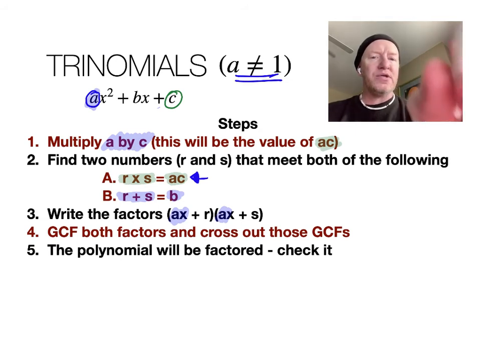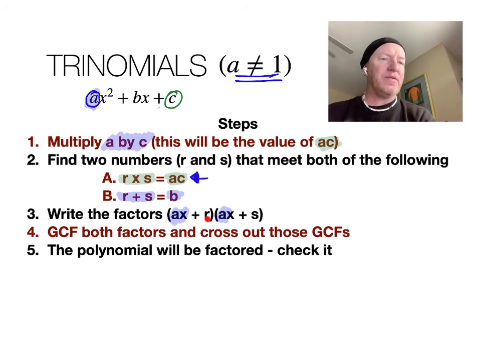Once you do that, what you're going to find is that both of these factors have a GCF in them. And so you've got to pull that GCF out of each of these. This is step 4 there. Take the GCF out of both factors, and you just cross those out and throw them away, and you'll be done.